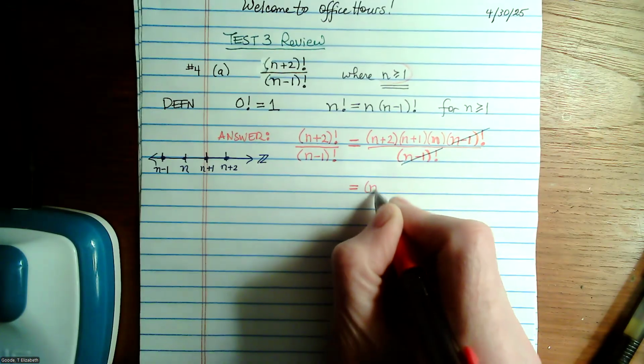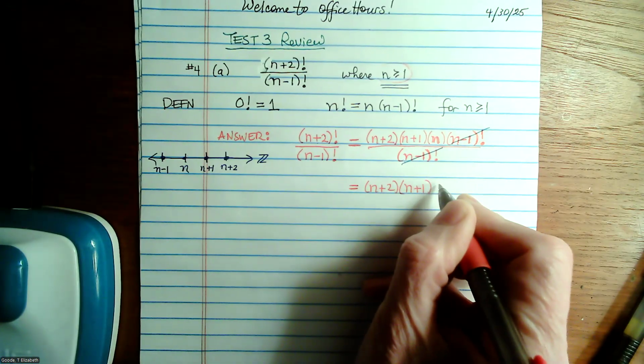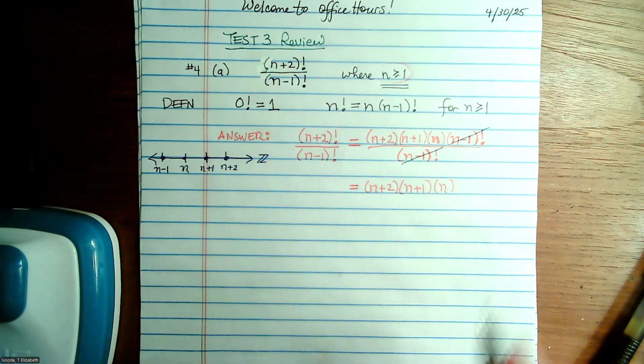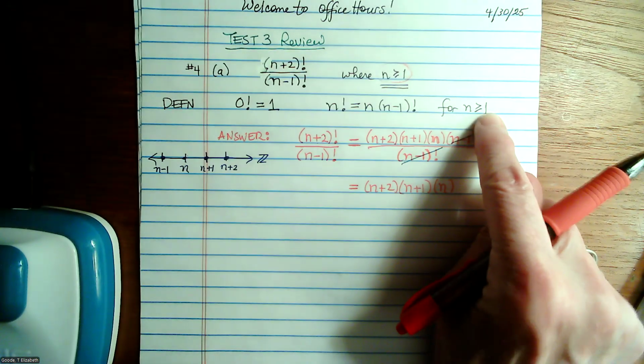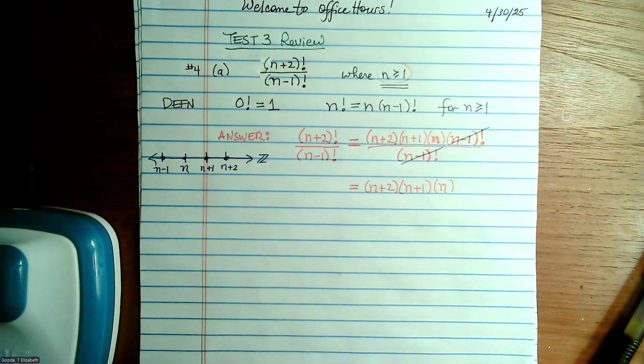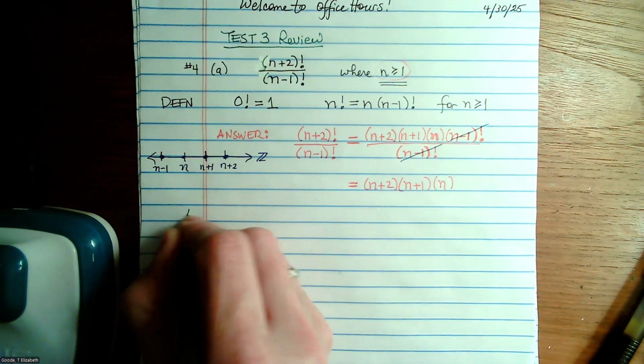So our answer is n plus 2 times n plus 1 times n. And that'll be true for any integer n greater than or equal to 1. Do you want to do another one? Yes, I think yes.